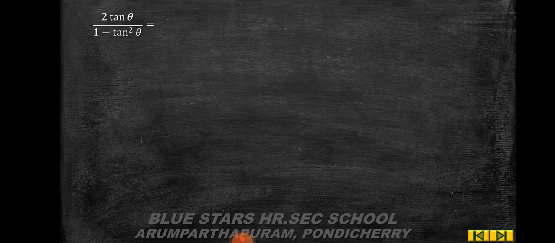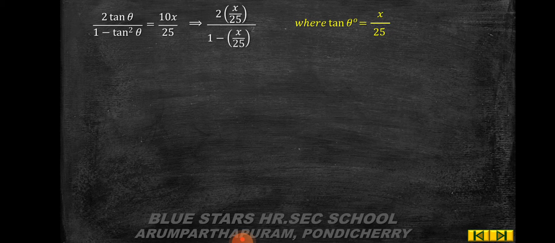So 2 tan theta divided by 1 minus tan square theta is equal to 10x divided by 25, where tan theta is equal to x divided by 25. So 2 into x divided by 25, the whole thing divided by 1 minus x divided by 25 the whole square, which is equal to 2x divided by 5. Because 10 and 25 get cancelled, it becomes 2x divided by 5.